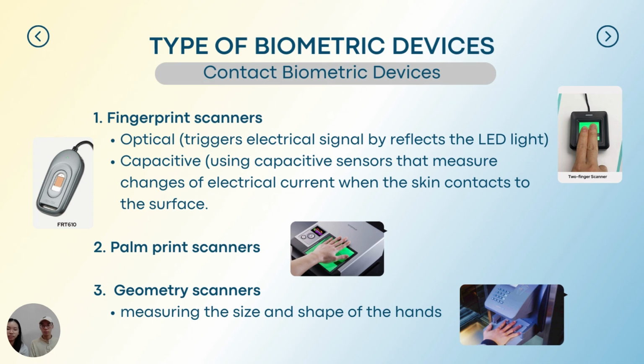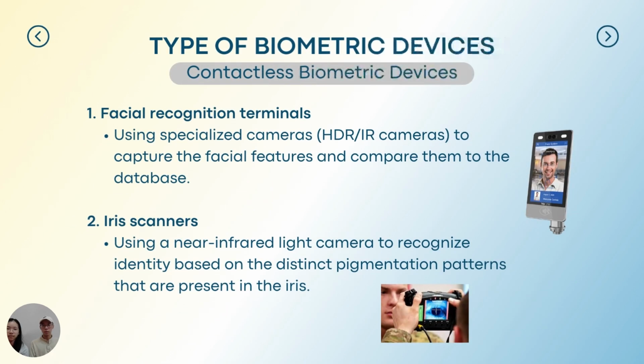Next is the palm print scanner. It works in the same way as the optical fingerprint scanner. And the third one is the geometry scanner, which measures the size and the shape of the hand. The second type is the contactless biometric devices. There are four commonly used devices in our daily life. The first one is the facial recognition terminals.